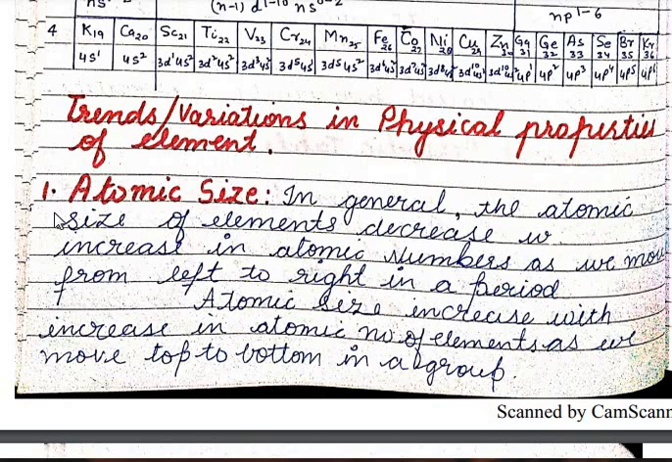Atomic size increases with increase in atomic number of elements as we move top to bottom in a group. It means in a group from top to bottom, the atomic size also increases with increasing atomic number.